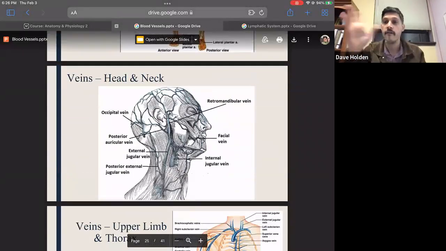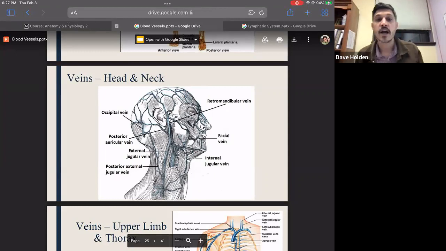Okay, next, veins. You'll notice the naming scheme is very similar with veins. Occipital vein, right? Retromandibular vein. Retro means back or behind. So the retromandibular, behind the mandible, right there.